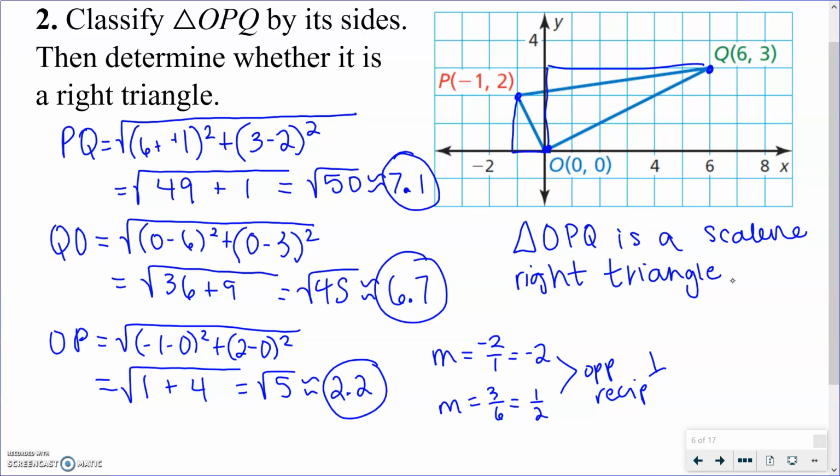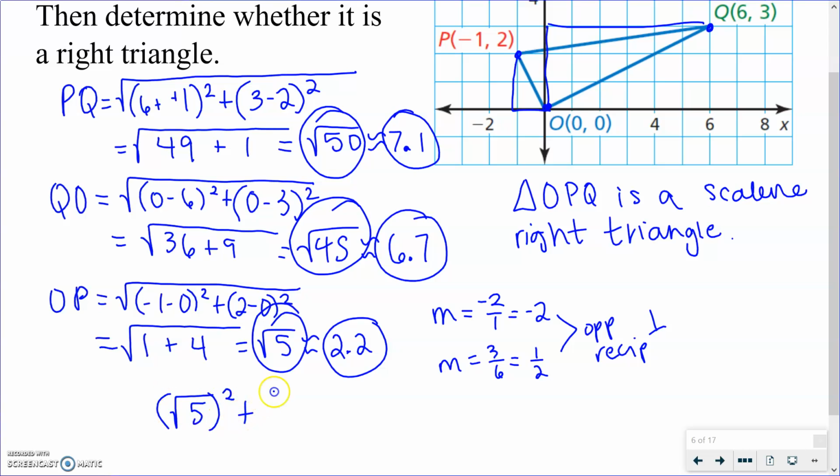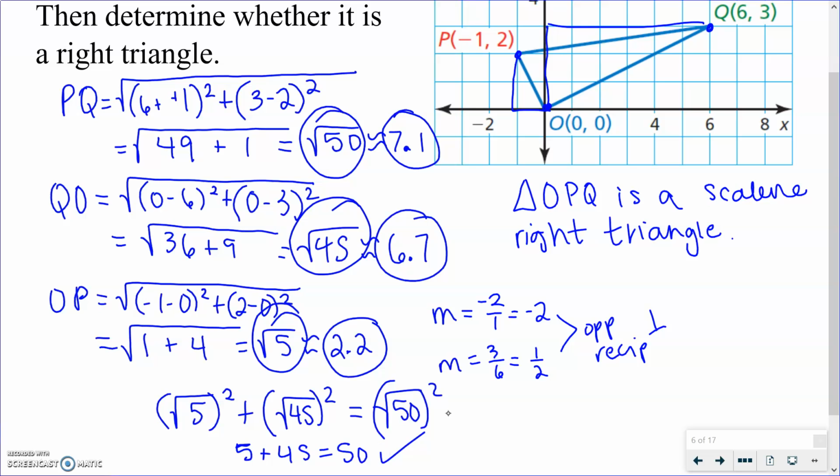The other way we could do it is by using the Pythagorean theorem. We could actually use these lengths that we found right here, the square root of 50, the square root of 45, and the square root of 5, and plug them into the Pythagorean theorem to see if this is a right triangle. So that would be the 2 legs, which are the shorter sides, squared should equal the hypotenuse, which is the longest side, squared. And so then we get 5 plus 45 equals 50, and that works out because 45 plus 5 is 50. And so this also shows that it's a right triangle, as does this.